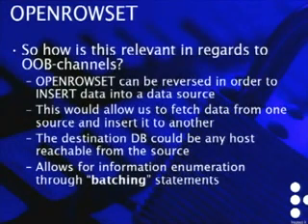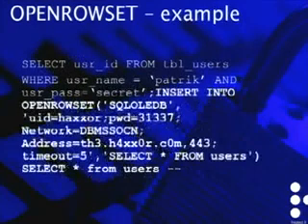So how is this relevant in regards to out-of-band channeling? Well, OpenRowSet can be reversed. So instead of using it to query data, we could use it to insert data. So we can fetch the data from one source and insert it to another. And the destination database could be any host reachable from the source. And in this way, we can insert data into one of our own database servers through batching statements. So we try to terminate the first query, and then we do a semicolon, and then we add an insert into OpenRowSet, which would look something like this.